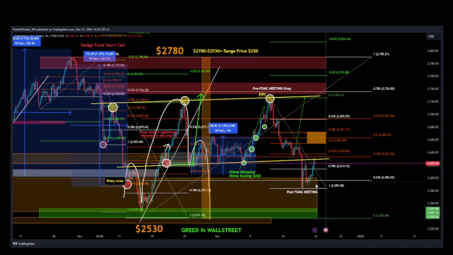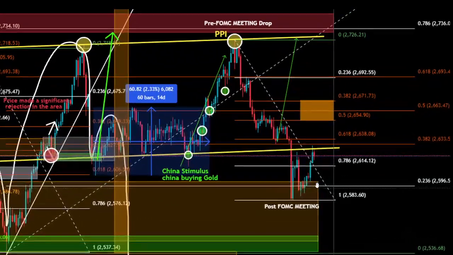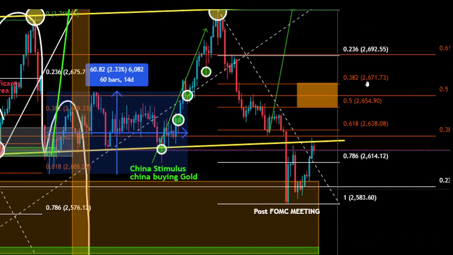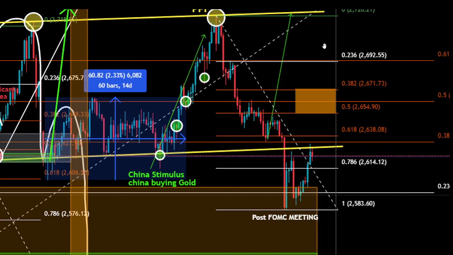So, for all the intraday traders out there, if you are trading intraday, you have to keep an eye on 2671, 2654. This is your intraday golden zone. Price is more likely to retrace back within this zone, so you have to manage your risk and reward. You should be trading within this zone. And if you are using Fibonacci, next week you can trade gold within this zone.